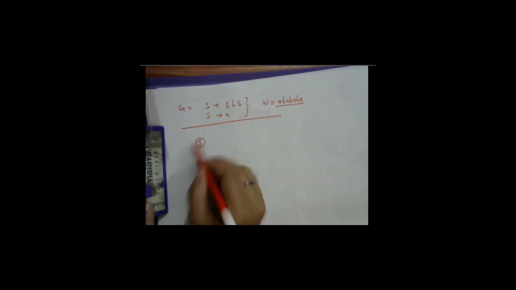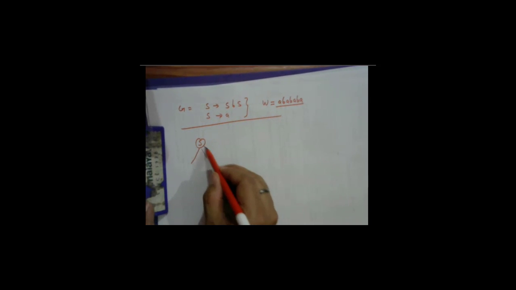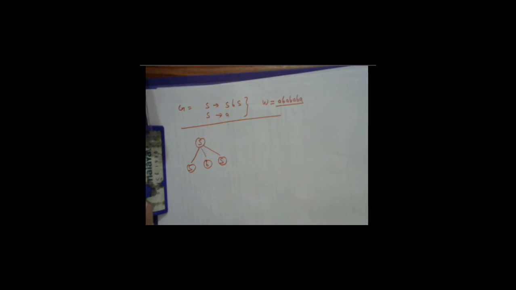Suppose you start from S, then you can form S B S. Again S can derive a leaf node, then again we can form S B S. From this again we can derive A, and again S B S, then we can again derive A, and again A. This is the first derivation tree for this grammar.